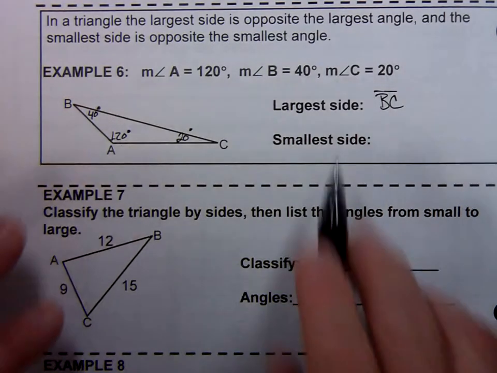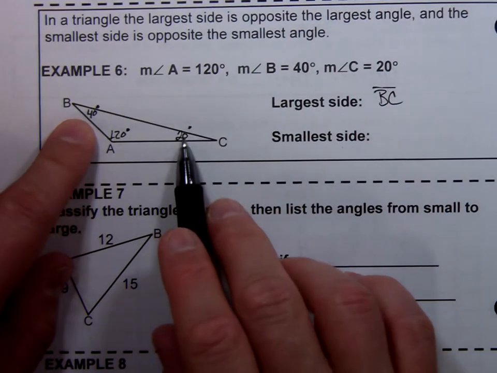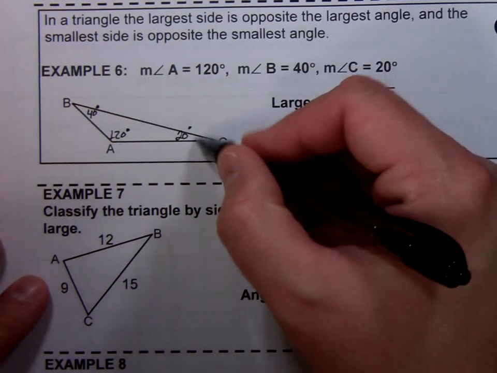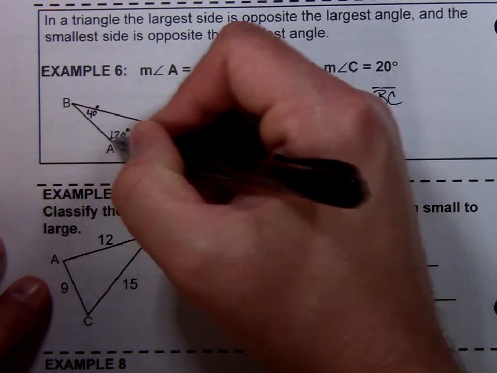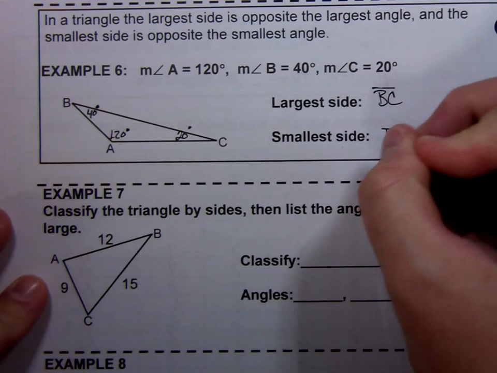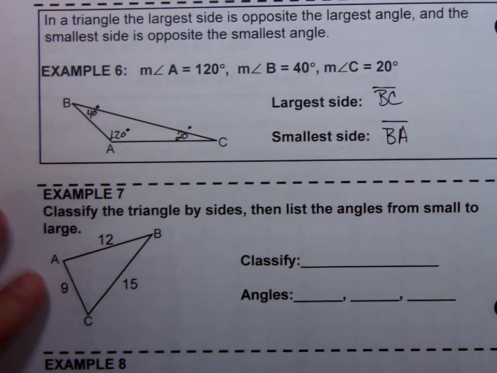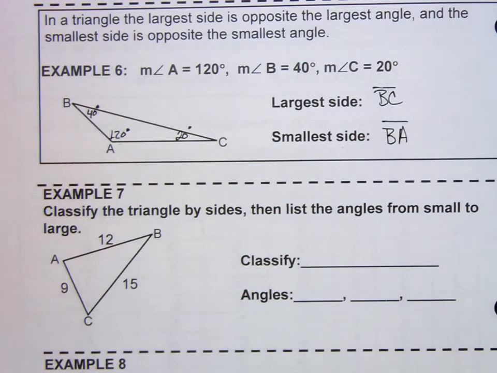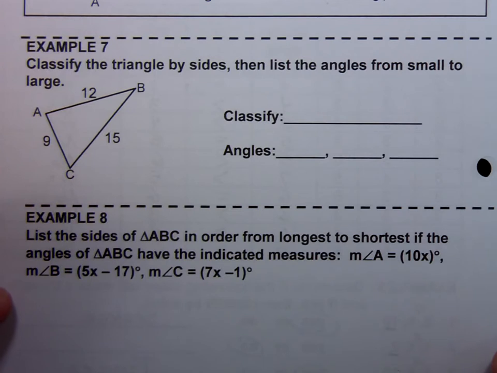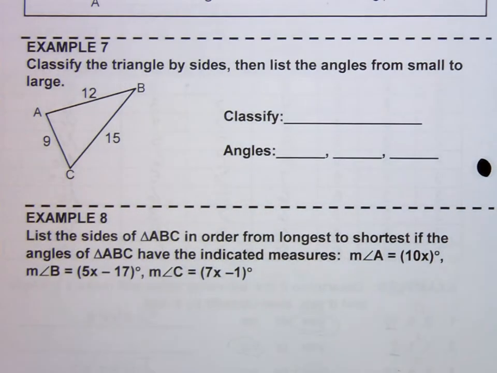And then the smallest side, 20 degrees is the smallest angle, and opposite angle C is line segment BA. So line segment BA is going to be the smallest side of that triangle. Alright, some of the pictures in this type of stuff are not going to be drawn to scale, so make sure you're not just eyeballing it and going, it looks like that's the longest. So make sure we're going off the information we're learning today.